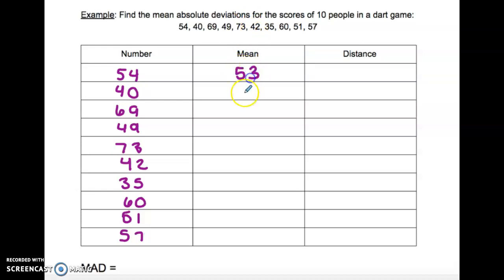You do not have to write the mean over and over again. Just write it once and put an arrow down. And then we have to find the distance between the numbers. Remember, distance is never negative, so always do the bigger number minus smaller number. So here we're going to do 54 minus 53 is 1. But here, 53 is the bigger number then. So 53 minus 40 is 13. So you should never have negative distances. Go ahead and fill in the rest of your distances.